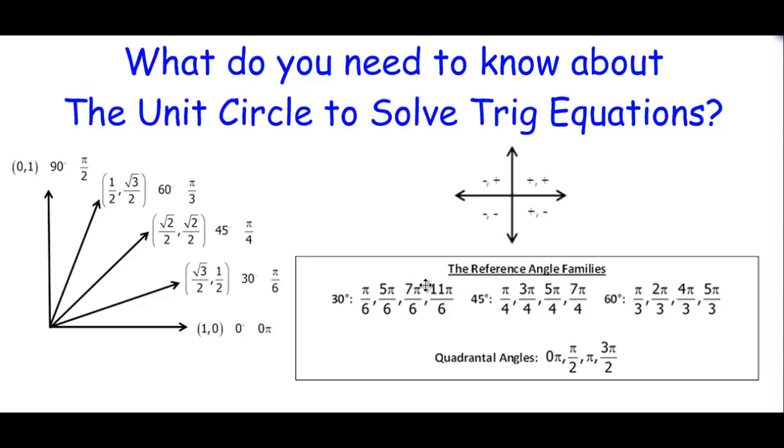So we have our 30-degree angles, our 45, our 60, and then the angles that fall on the actual x and y axes are quadrantal angles, and we have 0 pi, pi over 2, pi, and 3 pi over 2. Now if you notice I didn't write 2 pi, I used 0 pi, and it's typically that when we get to our angle right here, we want to use the 0 and not the 360, so we're going to use 0 pi, not 2 pi.